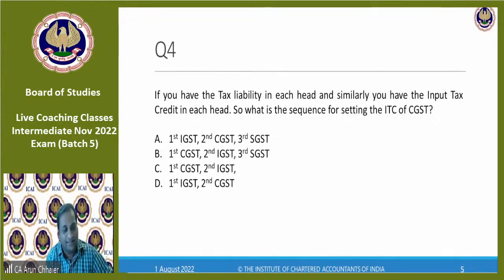Please give me the answer: if you have the tax liability under IGST, you have the ITC in the IGST. So I am asking, the CGST ITC will be given to which first, second, and third? What is the sequence of the CGST ITC?